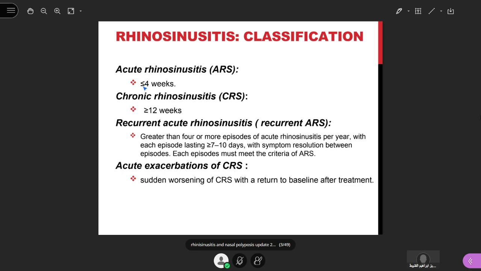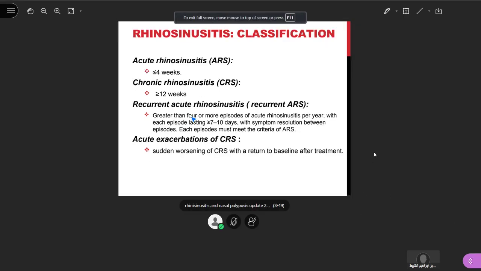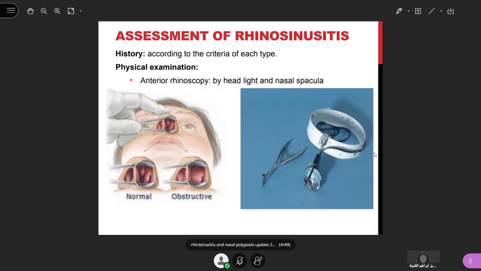The classification of rhinosinusitis: acute is less than 4 weeks. Chronic rhinosinusitis is more than 12 weeks. Recurrent acute is four or more episodes of acute rhinosinusitis in 1 year, where each episode lasts from 7 to 10 days, and there is complete resolution of symptoms between each attack. Acute exacerbation of chronic is a sudden worsening of the symptoms of chronic rhinosinusitis, and then they return to baseline with treatment.